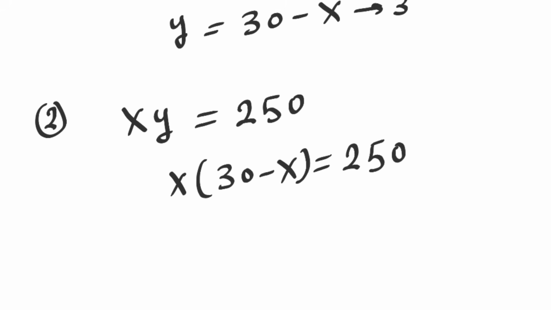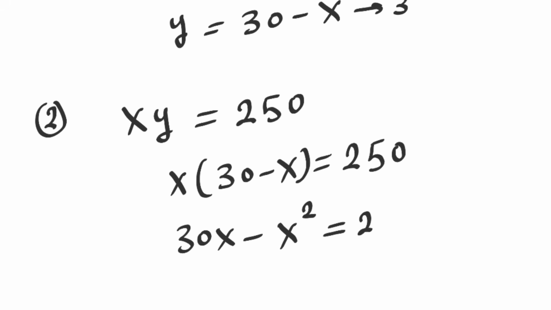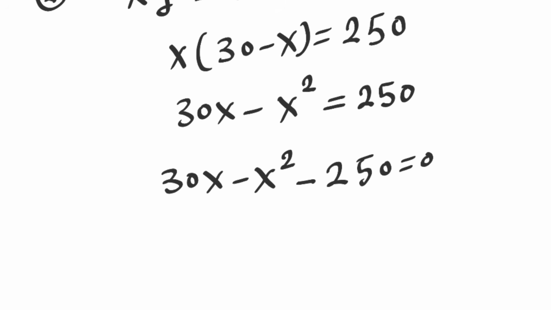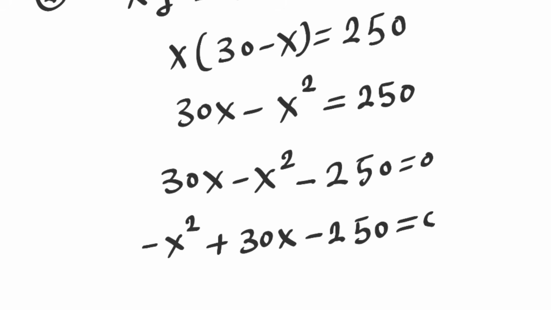Let us open the bracket with this x. x multiplied by 30 is 30x, minus x multiplied by x, x squared, is equal to 250. This can be written as 30x minus x squared. If you equate everything to 0, we have minus 250 is equal to 0. Let us put this in standard form: minus x squared plus 30x minus 250 is equal to 0.